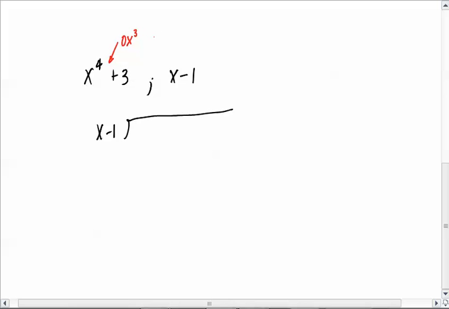We need to also insert a 0x to the second, and we need to continue to insert 0x to the first, and then of course the 3 is the x to the 0. So when we set this one up, it's going to look like this: x to the fourth plus 0x to the third plus 0x squared plus 0x and then plus 3.